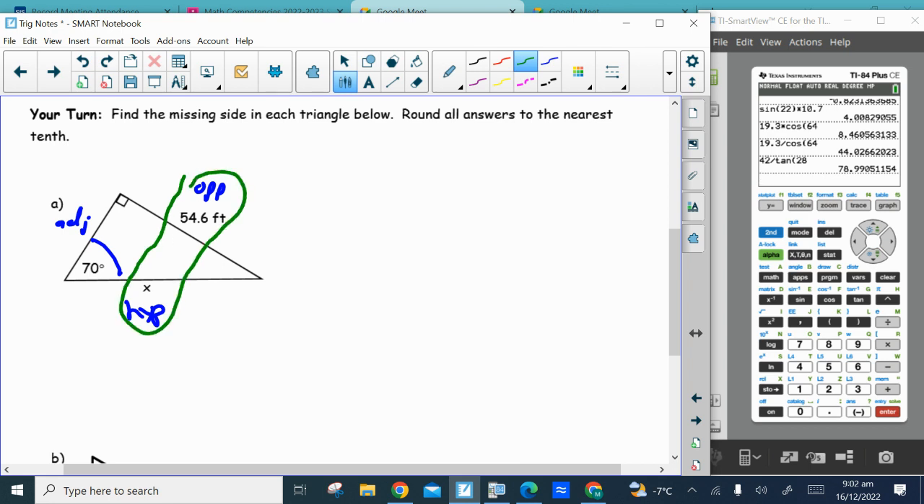We want to find x, which is the hypotenuse. We're given 54.6, which is the opposite. The ratio that uses opposite and hypotenuse is the sine ratio. The sine of 70 degrees equals, and the SOH part tells us that it's opposite first, hypotenuse second. Opposite on top, hypotenuse on the bottom.